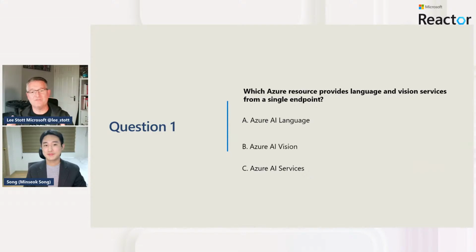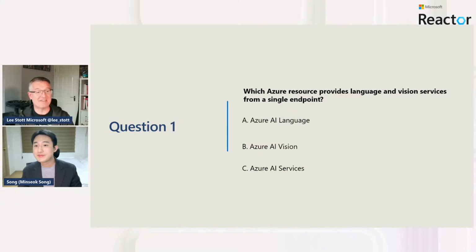So our first question for you is, which Azure resource provides language and vision services from a single endpoint? Is it Azure AI Language? Is it Azure AI Vision? Or is it Azure AI Services? If you want to put your answers into the chat, we'll leave that open for a second and then we'll tell you what the right answer is. So people saying B, Azure AI Vision, people saying C. We've got a few people saying C. Lots of people now saying C, which is great.